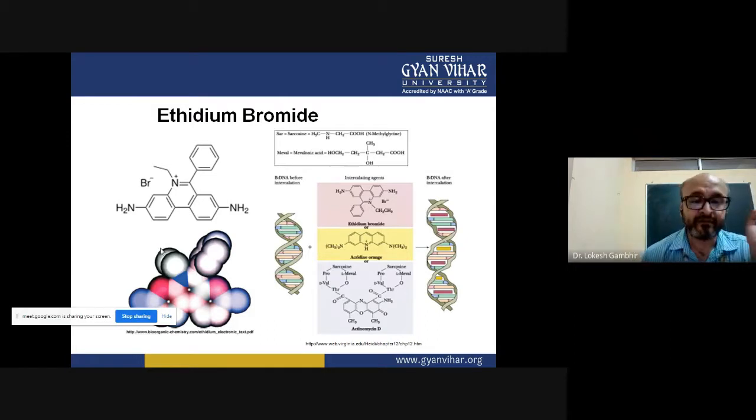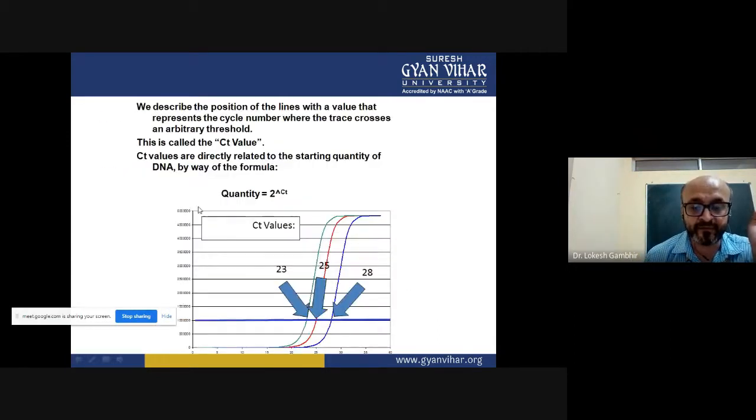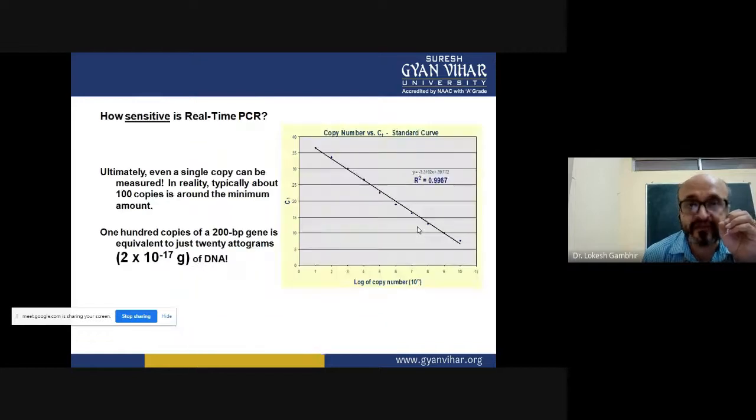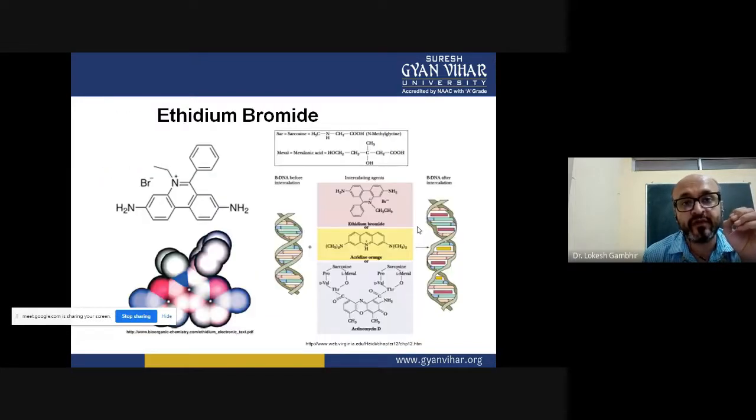Now in real time, when I showed you, this particular graph will be appearing. How is this graph appearing? This is appearing because of the fluorescence. The real-time system is attached with a fluorescence detector that will see the fluorescence and will keep on giving you the increment in the amplicon. And for that we use different fluorophores.